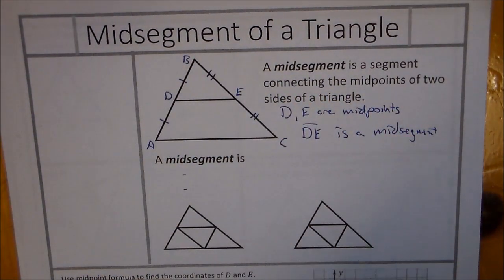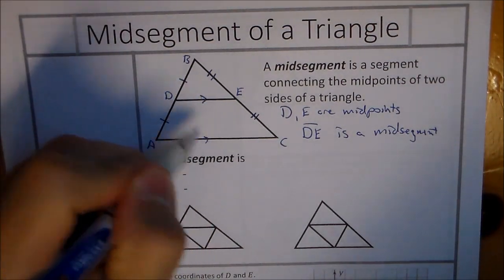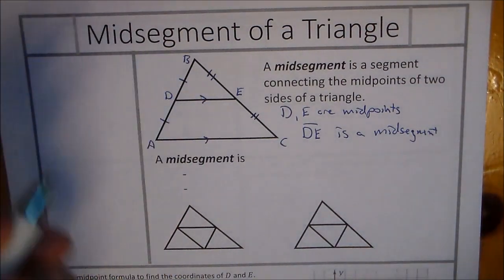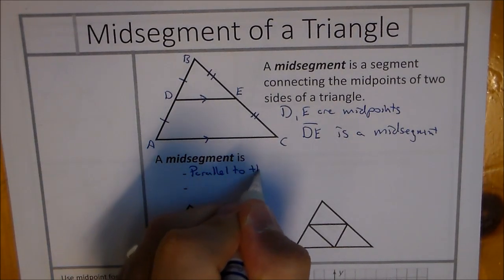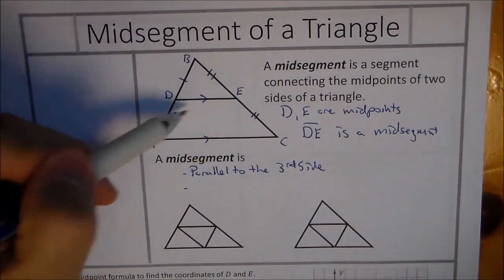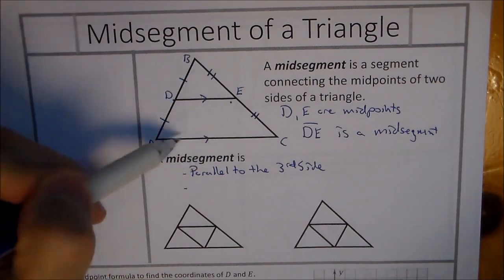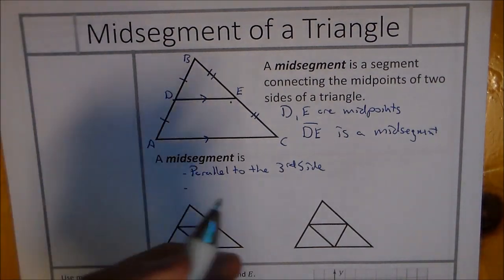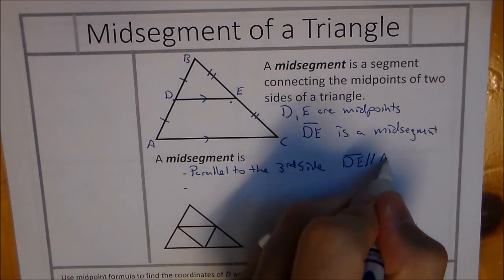So what does that mean? If we start with the midsegment, first off, we get that it is parallel to the third side. Now that third side is the side that it doesn't hit for the midpoint. So I have a midpoint on AB, a midpoint on BC. This side it doesn't hit, so of course it's going to be parallel to that. So we'll write DE is parallel to AC.